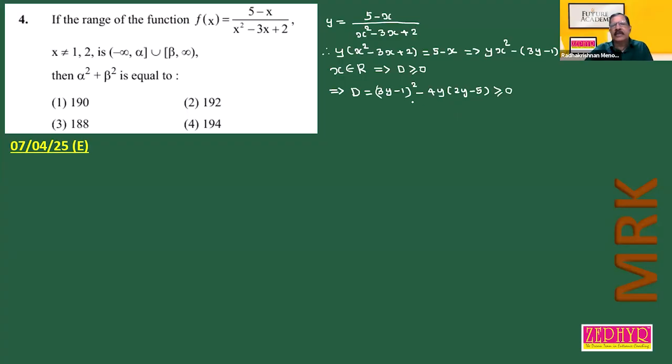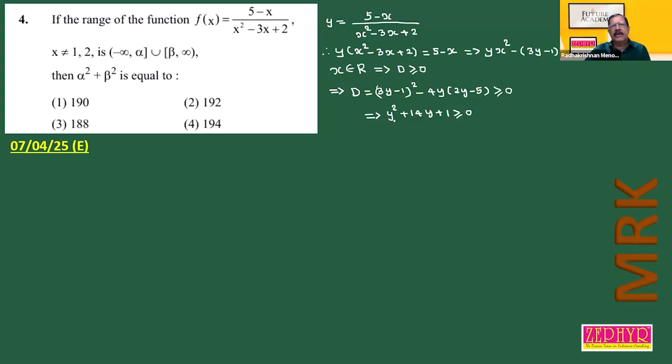The interval in which the y satisfying this inequality lies is what is called the range. So again, on the LHS you write it as a quadratic in y. When you simplify this, you will be getting y squared plus 14y plus 1 greater than or equal to 0.